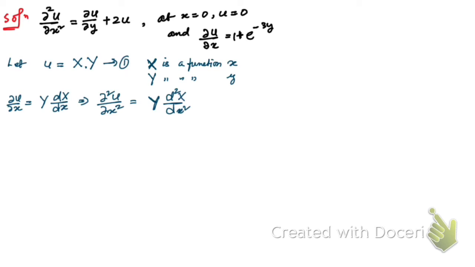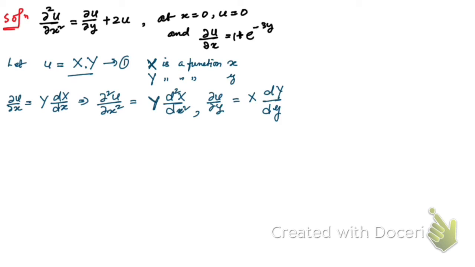Now let's find del u by del y. If you differentiate it with respect to small y, then we can take x as a constant now, so we get capital X into d capital Y by d small y. That's what we're going to have.